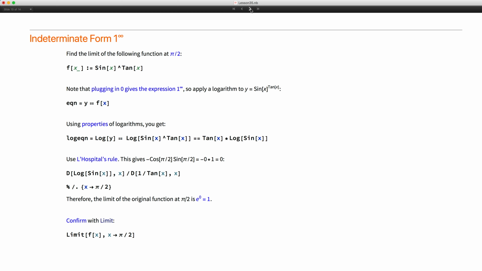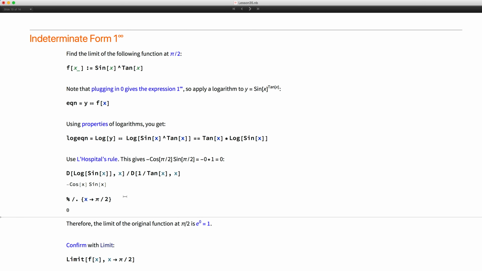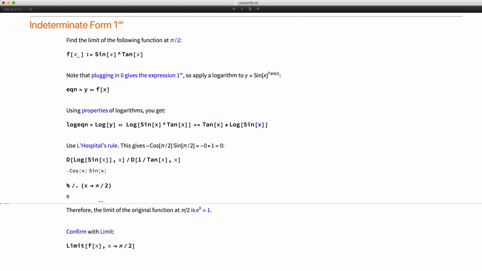And finally, let's take the case where you got 1 raised to infinity. So when x is pi over 2, this function becomes 1. Sine pi over 2 is 1, raised to tangent pi over 2 is infinity. So that's 1 raised to infinity. So again, you need to do some logarithmic work. So you say, let's take logarithms. You get log of sine x raised to tangent of x. Pull down the tangent of x. It's a power. Then apply L'Hopital, like before. And you plug in pi over 2 and things look better, so the answer is 0 for the logarithm, and so the actual limit is 1.